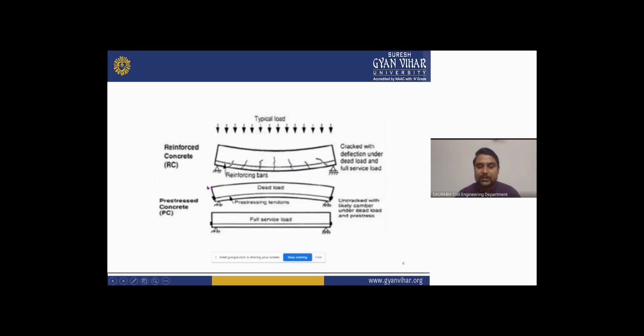And this is your pre-stress beam, and this is your RCC beam. As you can see, on the same load, what will happen in the RCC beam? Sorry, in the pre-stress beam there are no cracks, but in the RCC beam there are cracks.